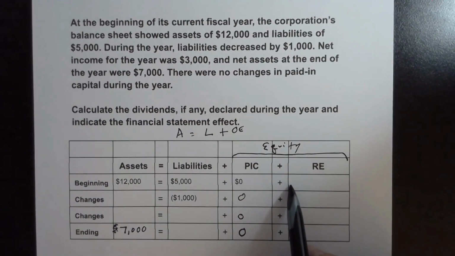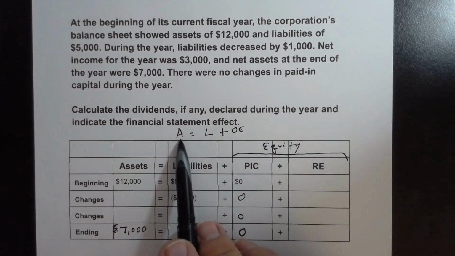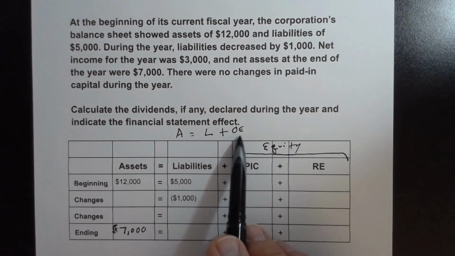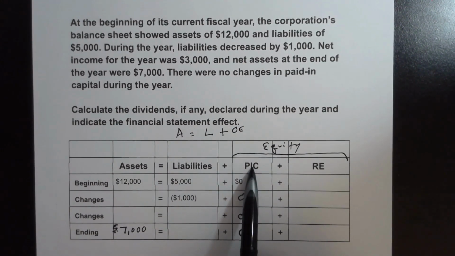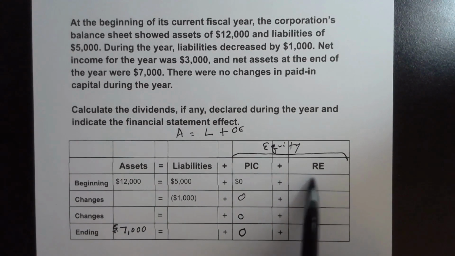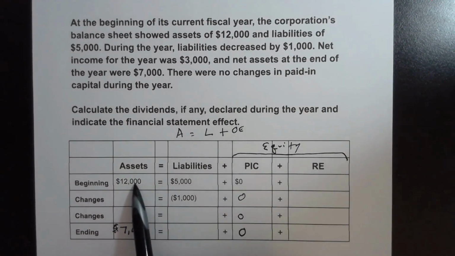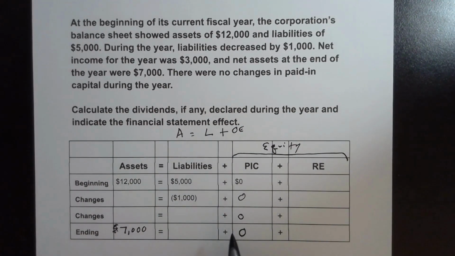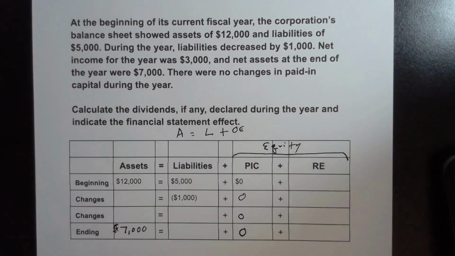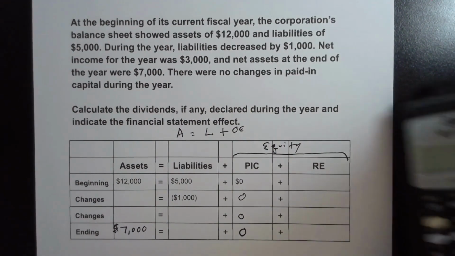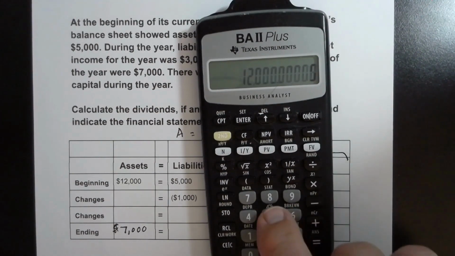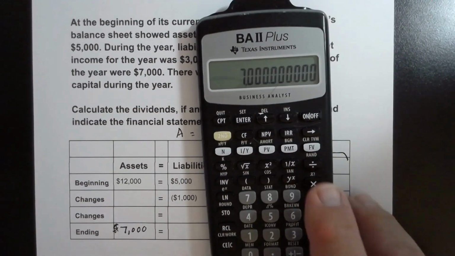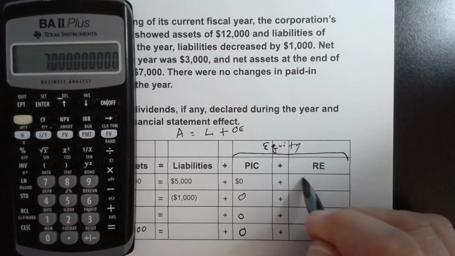Can we fill in the retained earnings? Well, again, as I said, assets are equal to liabilities plus the owner's equity. And the owner's equity is made up of the paid-in capital, in this case is 0, and the retained earnings. We don't know what it is at the moment, but we can derive it because we know assets are 12,000 and liabilities are 5,000. The difference in those is going to make that balance. So if I start out with $12,000 in assets and I take away $5,000 in liabilities, that leaves me $7,000 in retained earnings.